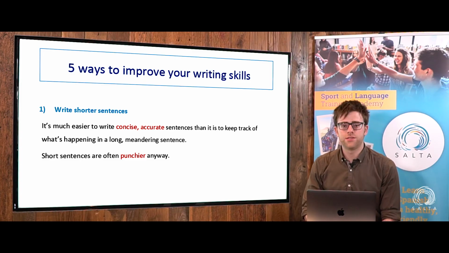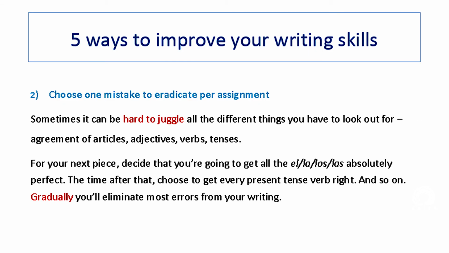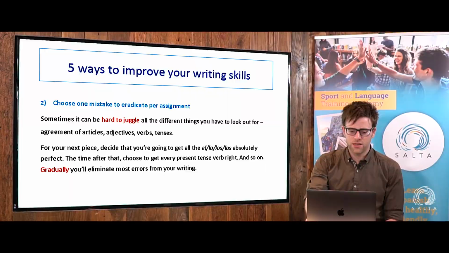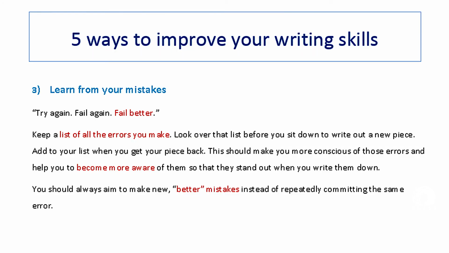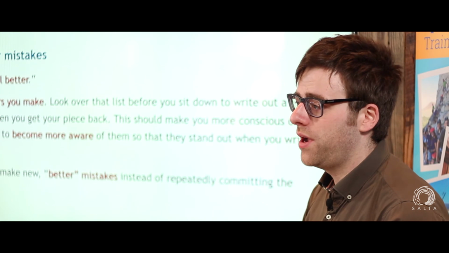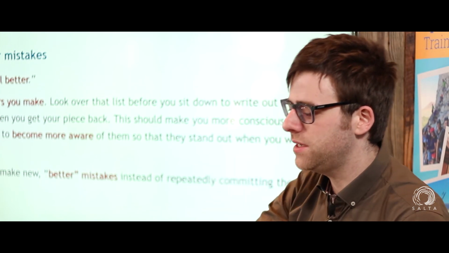And in general, ways to improve your writing skills. Write shorter sentences, concise, accurate, okay? The shorter, the punchier. Choose one mistake every time you write one assignment and gradually get better at it. Obviously, learn from your mistakes. As one famous Irishman said, try again, fail better, and become more aware of everything you do wrong. Make a list if necessary.